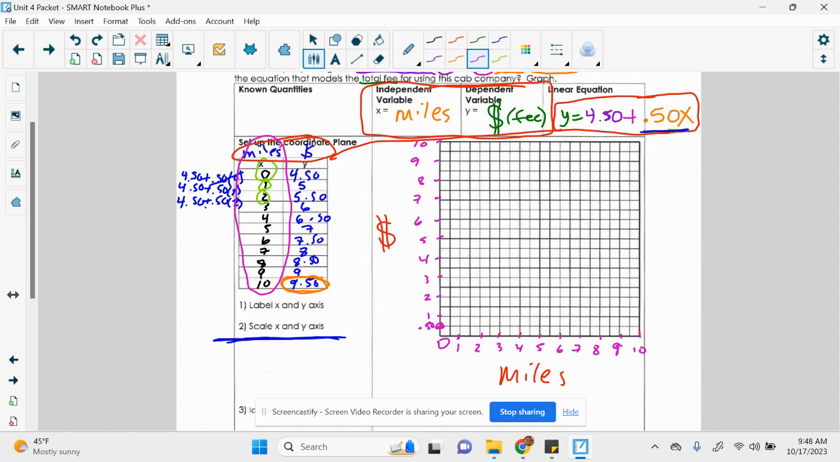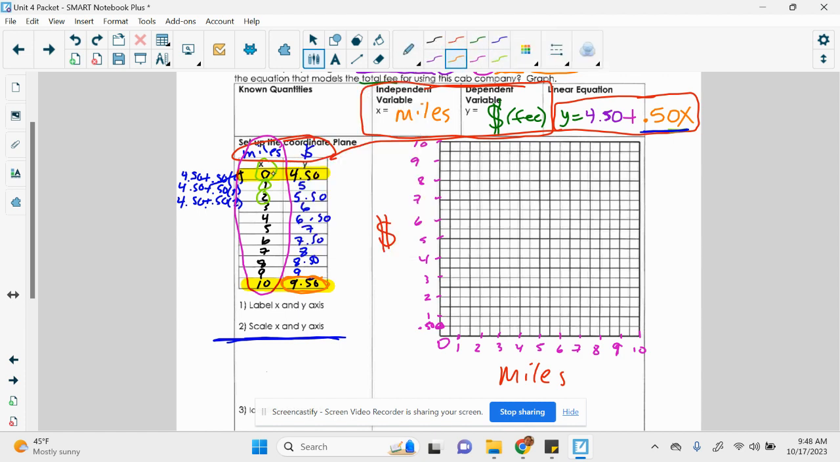Now, we are doing big boy, big girl math here. All right? Big boy, big girl math means that we are only going to graph this problem using 2 points. The first point and the last point. That's it. 2 points, and then you use a straight edge. So ready? We're going to start with our first point here.